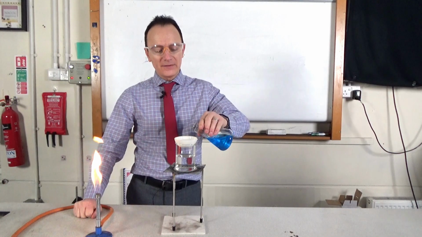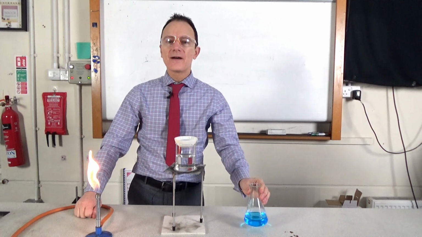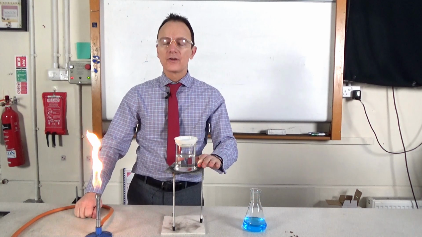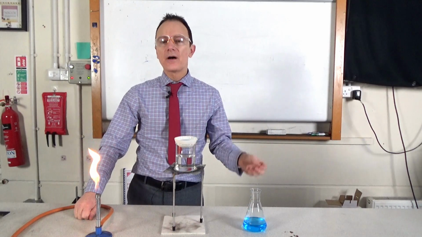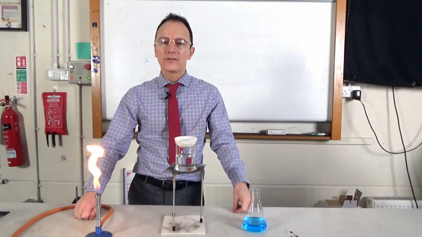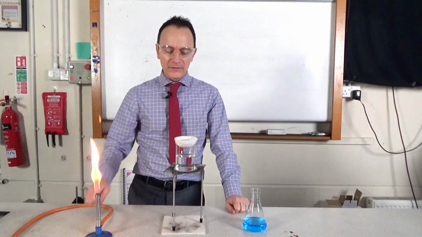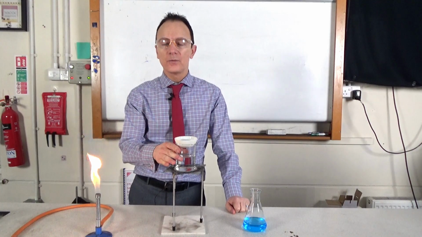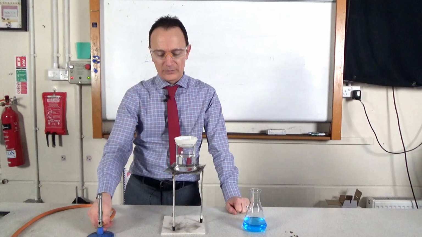So I'm pouring it into this evaporating dish, and you'll notice I'm not putting the evaporating dish directly onto the gauze because that would heat up far too strongly and we'd end up with some of our product spitting out of the dish, which means we're losing our product and also it's not very safe. So instead I've got a beaker half filled with water, which is acting as a water bath, and then I'm going to heat that up with a Bunsen burner.